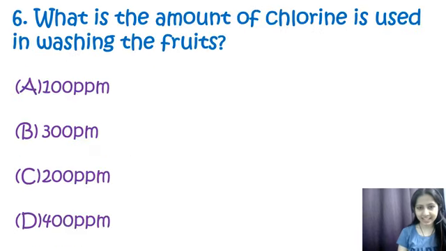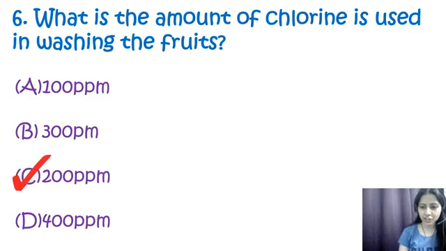So question number 6, what is the amount of chlorine which is used in washing the fruits? So options are A 100 ppm, B 300 ppm, actually over here one M is missing, C 200 ppm and D 400 ppm. So over here the correct option is C, that is 200 ppm.